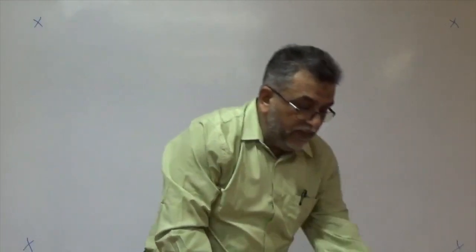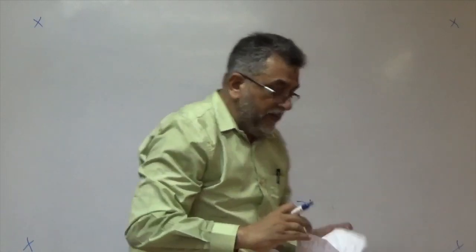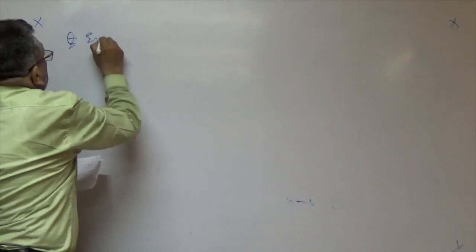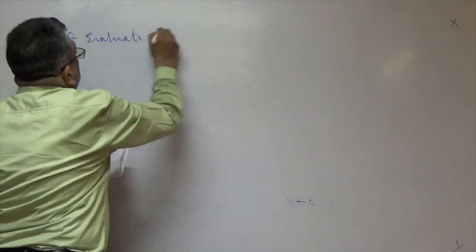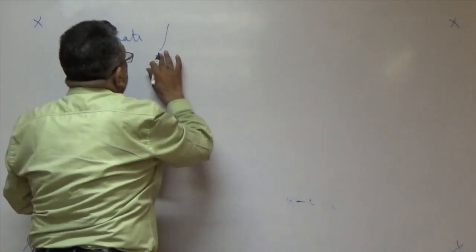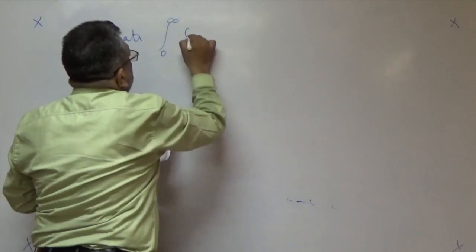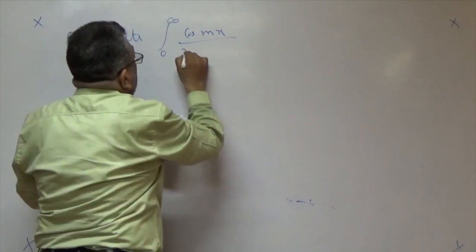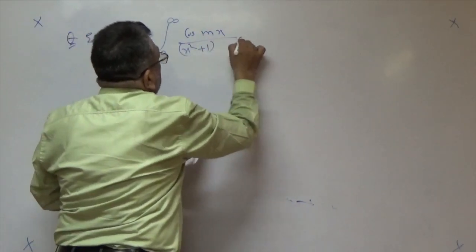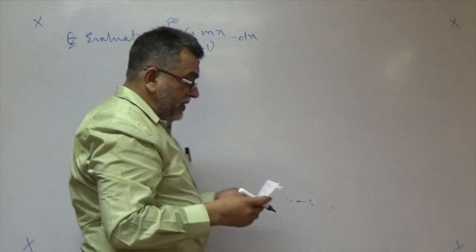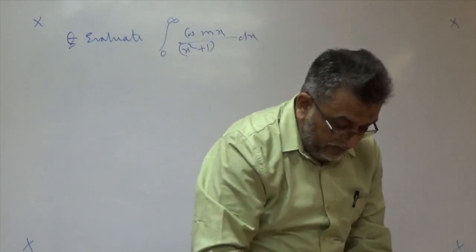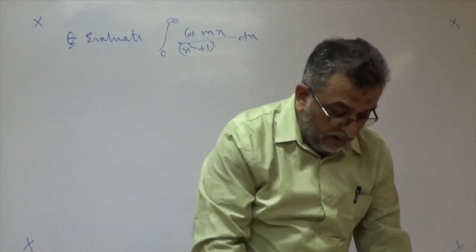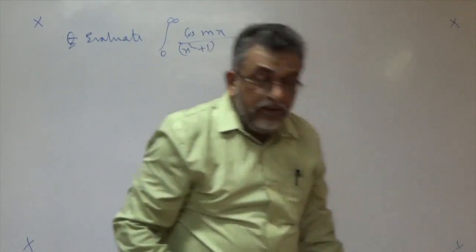Now, a numerical example. Evaluate the integral from 0 to infinity of cos mx upon x squared plus 1 dx. Actually, this is the function, right? We have to solve this by using the Cauchy residue theorem.